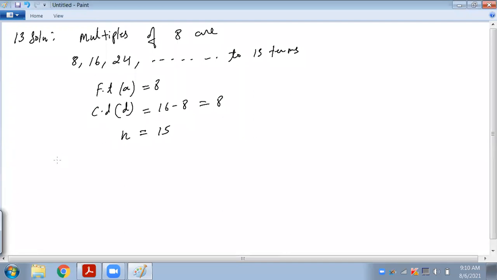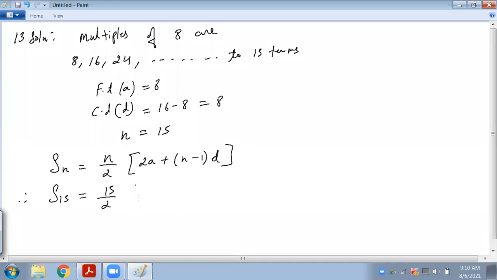Now take the formula and find the sum. Now we know Sn is given by n by 2, 2a plus n minus 1 d. Take it and find the sum, therefore S15. n by 2, n is how much? 15 by 2. 2a is how much? 8 plus again 15 minus 1 d. d is how much? 8. Now solve it.